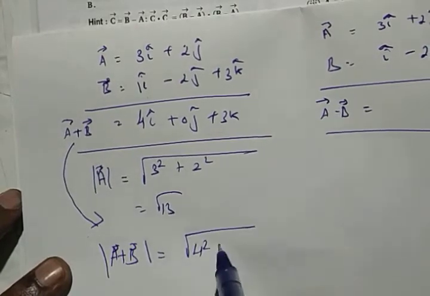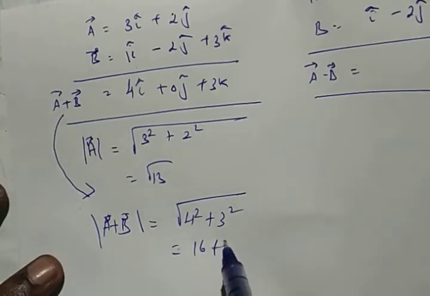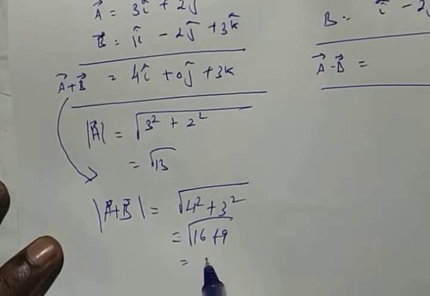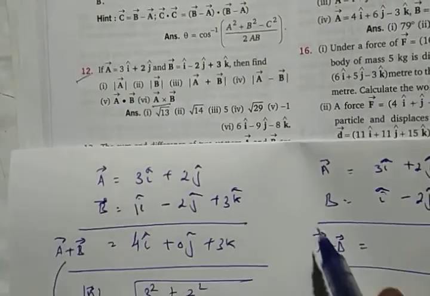Now it is asked to find the magnitude of A plus B. So it is 4 square plus 3 square. What you will get here is 16 plus 9 is equal to 25, under root of 25, so you will get 5 as the answer here.